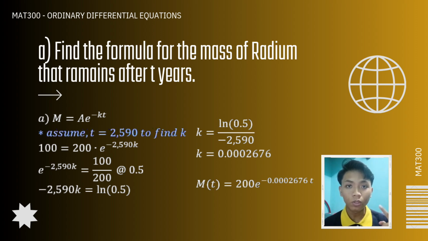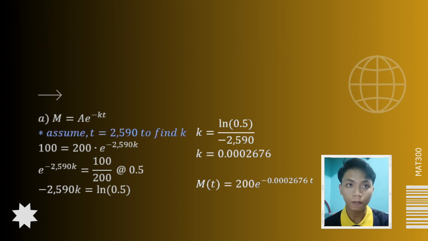Why is A equal to 200? Because A is the value of our initial mass, which is 200 mg. So after some calculation, we will get the value of k equal to 0.000267. Don't forget to substitute the value of k back into the equation, which is M equal to 200 exponential negative 0.000267t, and that's our answer.